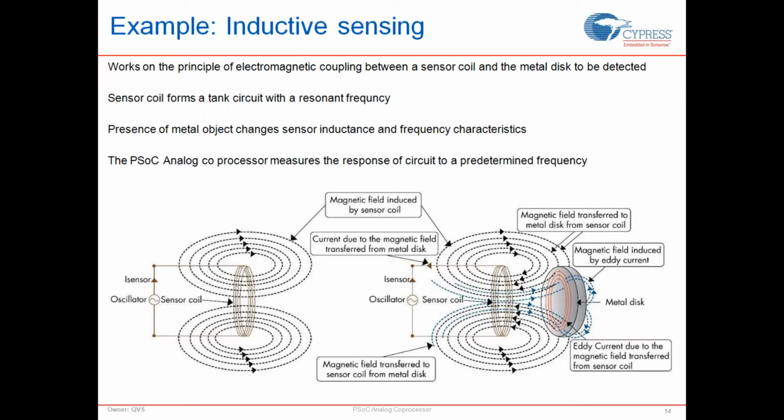What we're basically doing is taking a fixed frequency and measuring the frequency response of the circuit using that. As the metal object comes near the coil, the inductance changes, and the frequency spectrum or the frequency response of the circuit also changes according to the presence of the metallic disc, and hence the amplitude output of the circuit also changes for the fixed input excitation.